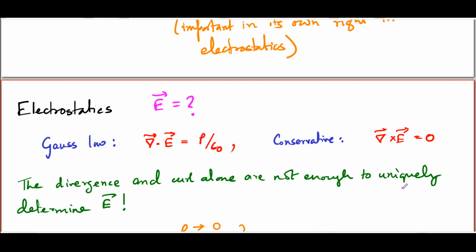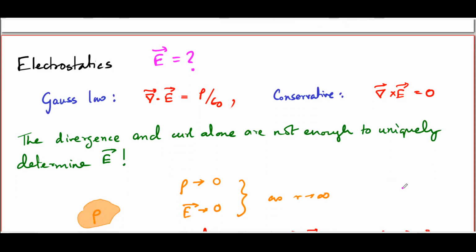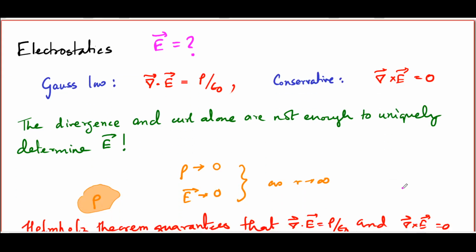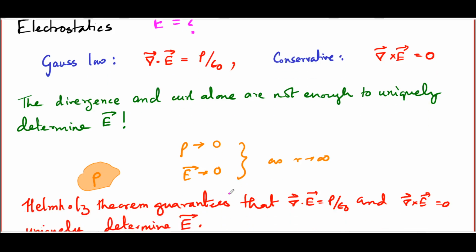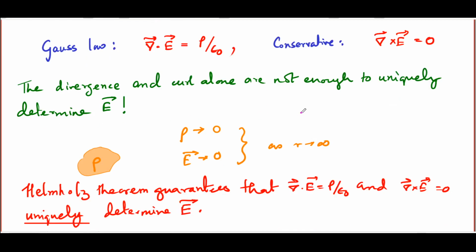It is actually Helmholtz theorem which guarantees that if you couple this with the fact that the charge density dies out when you move very far away, because the charges are usually localized in a region and the electric field falls off very fast, that this is really sufficient to tell us what the electric field is going to be. Just the divergence and the curl would not have been enough. You would have to couple it with these boundary conditions.